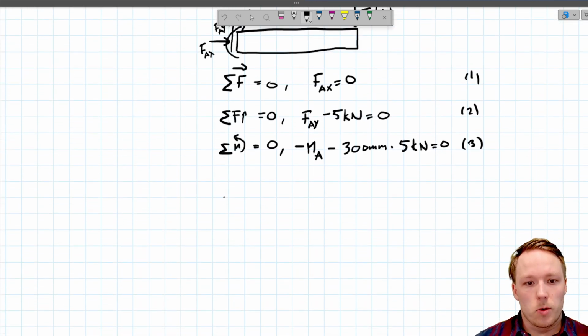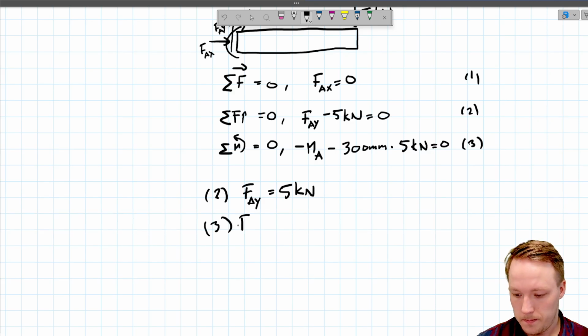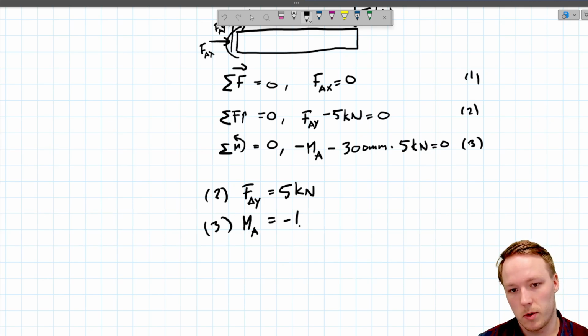Well, from equation 2 we can straight away see that F A Y has to be 5 kilonewtons. And then from equation 3 we can solve that M A is minus 1.5 kilonewton meters.